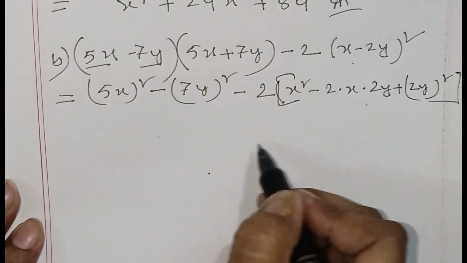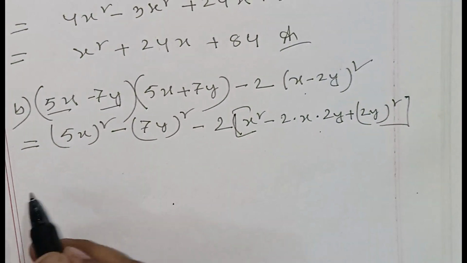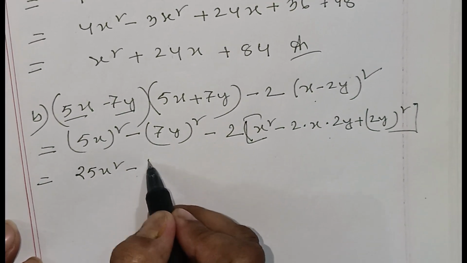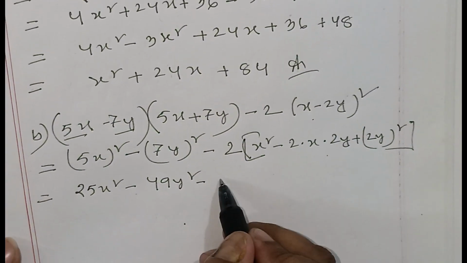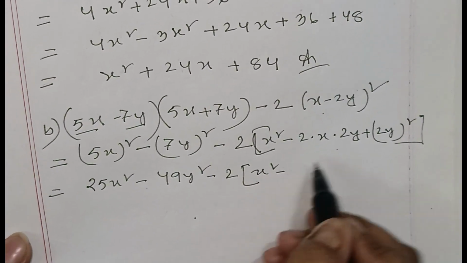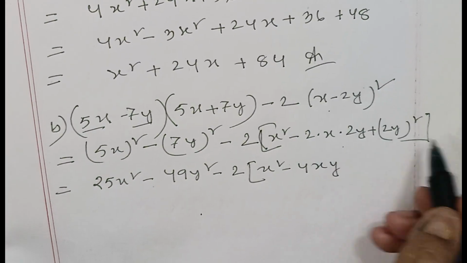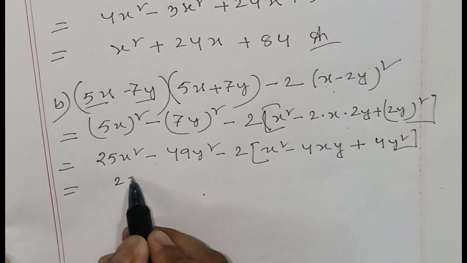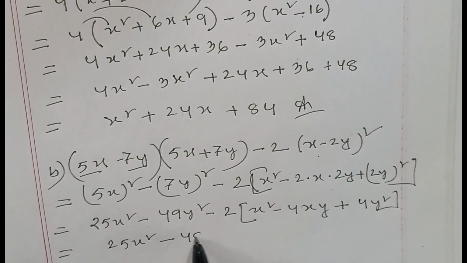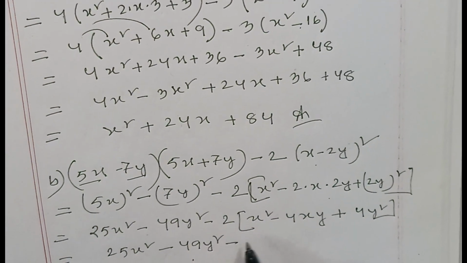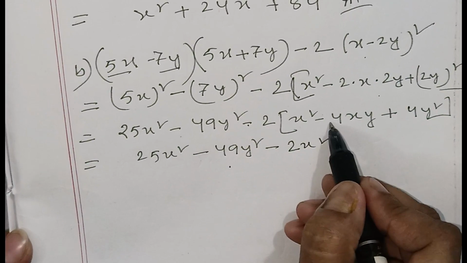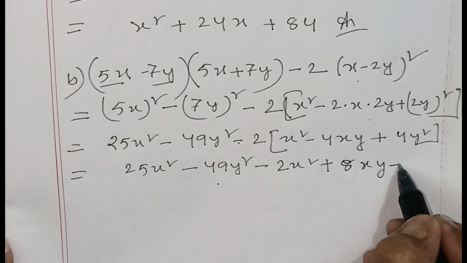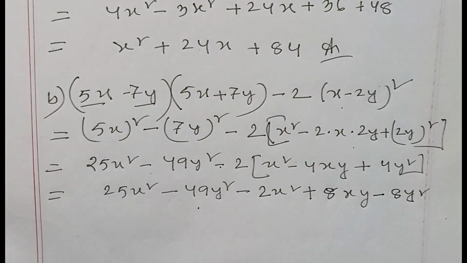So here I will use third bracket because there were two variables, I use the first bracket. So 5 5s are 25x square, 7 whole square means 49y square, and x square, 2 2s are 4xy, then 2 whole square means 4y square. That's it. 25x square minus 49y square. Now distributive law, 2 multiply x square 2x square minus, and 4 2s are 8xy plus, minus 4 2s are 8y square.